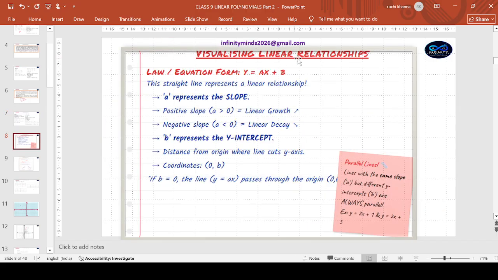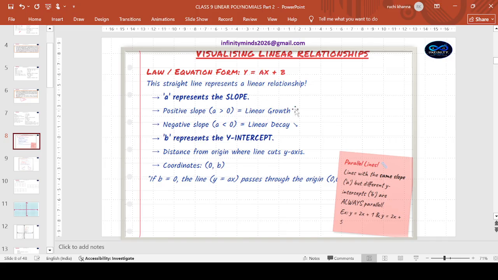Okay, so visualizing linear relationships, y equals ax plus b, this straight line. Yes, we shall now learn how to plot this on a graph. Let us get accustomed to certain new terminologies. A represents the slope. If your value of A is positive, mind it, in all the questions that we did, A was only positive, but yes, we will have negative A also. Y equals ax plus b. If A is greater than 0, that is called a positive slope. First of all, A is referred to as a slope, positive slope or negative slope.